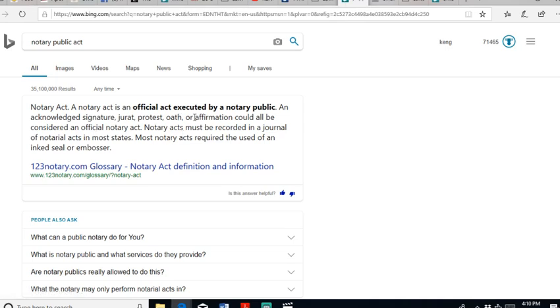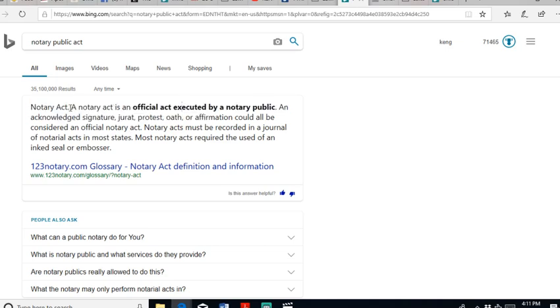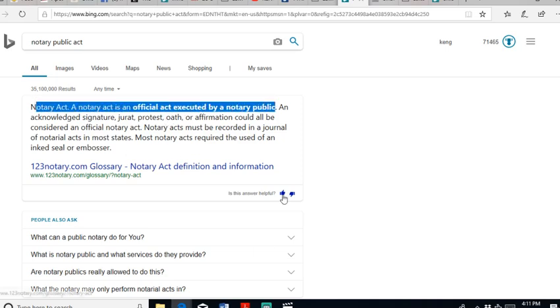Let's talk about the Notary Act. A notary act is an official act executed by a notary public. An official act. An acknowledgement, signature, jurat, protest, oath, or affirmation could be considered an official notary act. So let me tell y'all this: one of the most powerful processes is the notary presentments. The Notary Act, it's an official act. It carries a lot of weight. And we know how to do it all.